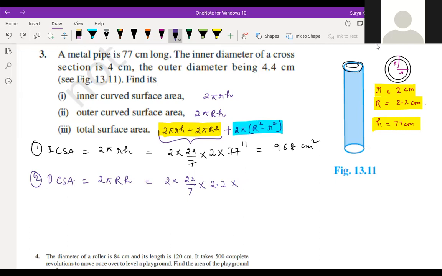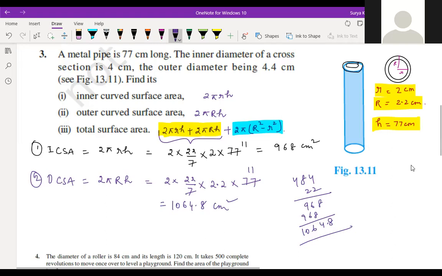So 968. Correct. So we'll get here 1064.8 centimeter square. Is it clear, children? This part is clear to everyone. Outer CSA, yes, is clear. Yes, sir. Now you have to find here total surface area.